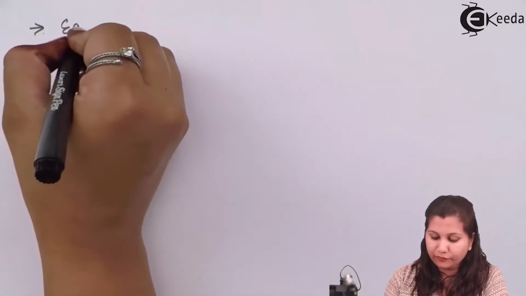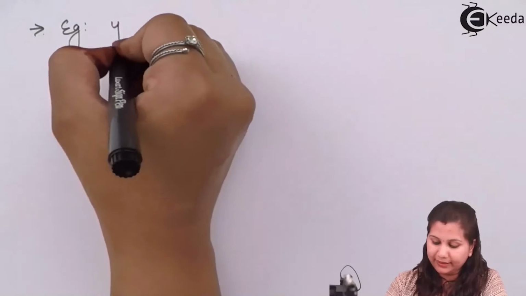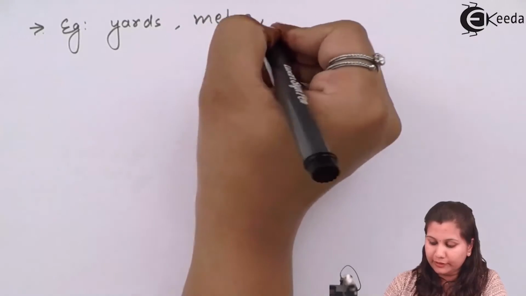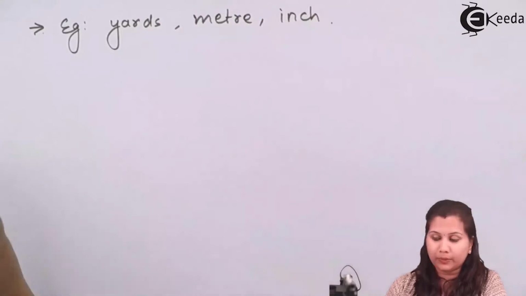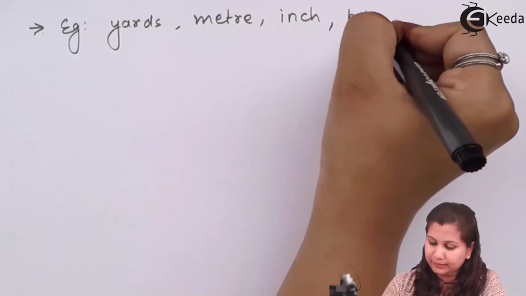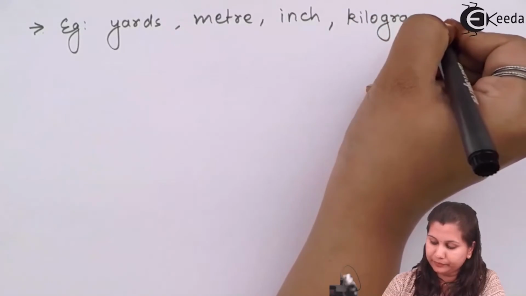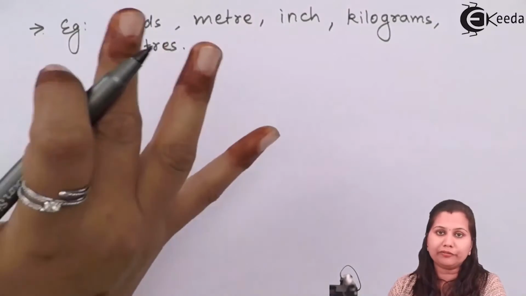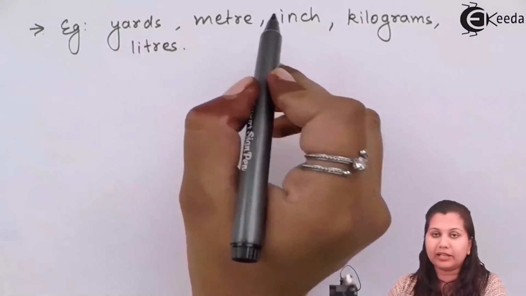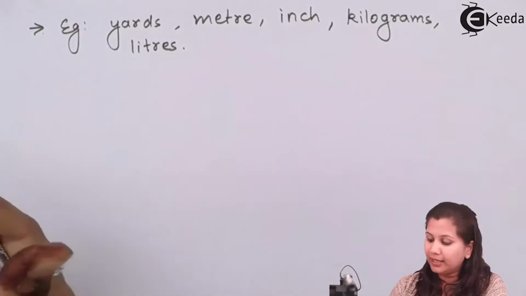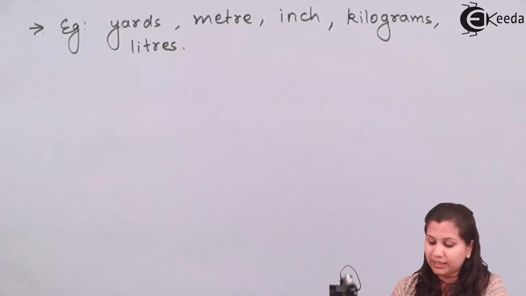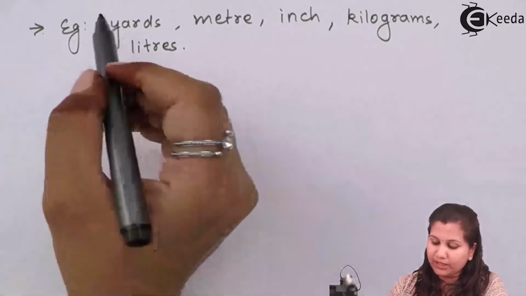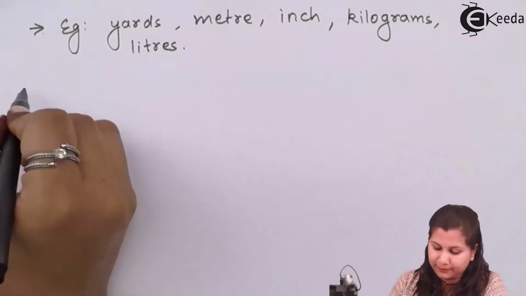Now examples of units of measurement are yards, meter, inch, kilograms, liters, all are units of measurement. Yards, meter, inch we use to measure length, kilograms we use to measure weight, and liters we use to measure the volume of a liquid. So these are all units of measurement.